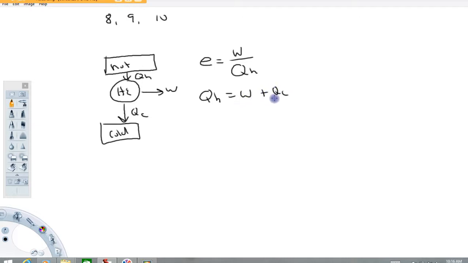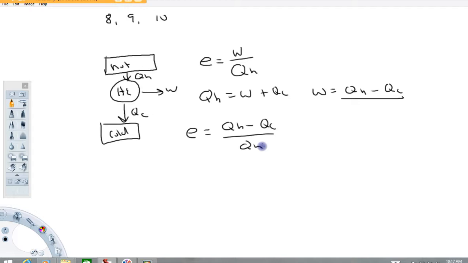If you solve this for the work term, you get Q sub H minus Q sub C. And if you sub this here, the efficiency is now going to read Q sub H minus Q sub C over Q sub H. Now, you might be wondering, none of these numbers are given in the problem. Well, that's true, but the question asks for the maximum possible efficiency.